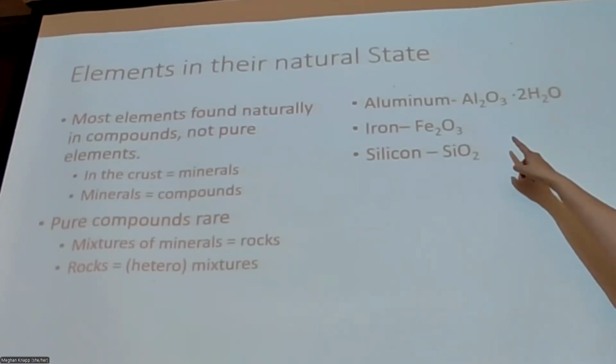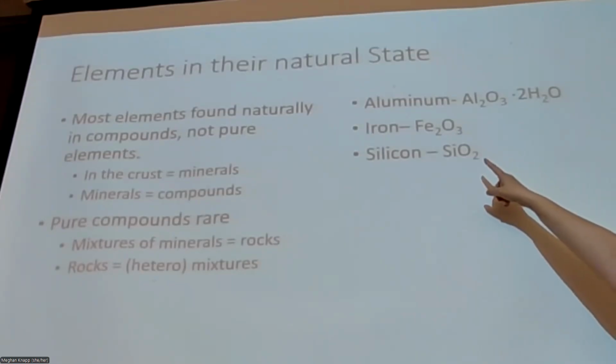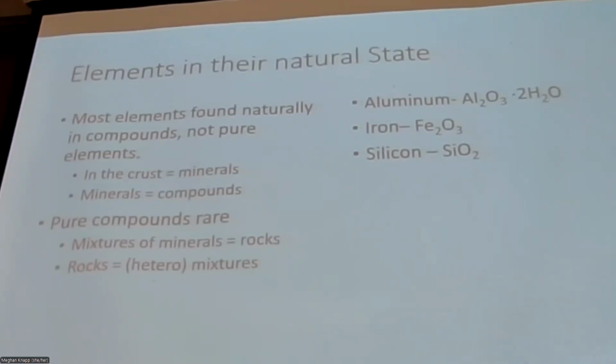So for aluminum, we find this. Iron is found as hematite. Sometimes you'll find hematite as those magnetic rocks you can buy at gift shops, where you can buy strings of them and stuff. Silicon is found as silicon dioxide, and that's one we'll talk more about as sand or glass.